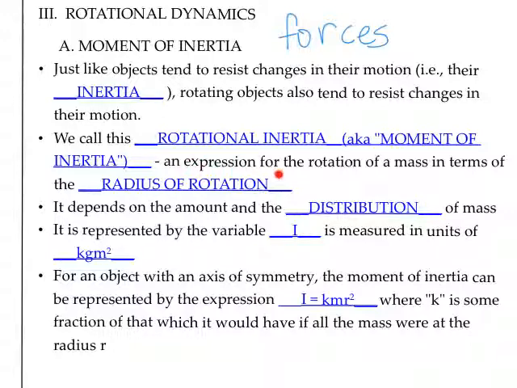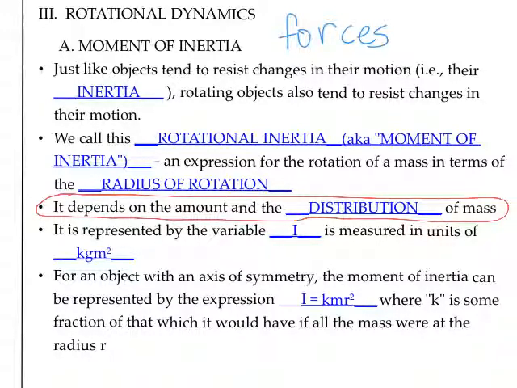And what this is, is an expression for the rotation of a mass in terms of its radius. So that means that it depends on the amount and the distribution of mass. I'm going to circle this statement because that's really important when we deal with moment of inertia. So it's not just the amount of mass that something has, it's also how that mass is distributed, or in other words, how spread out is it away from the axis. Now, when we use moment of inertia in an equation, it will have the variable of a capital I, and its units will be kilograms times meters squared.